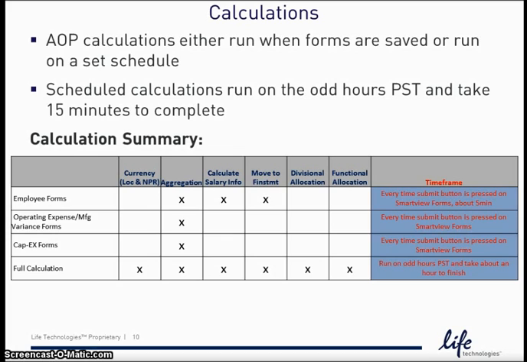Calculations either run when a form is saved or on a set schedule. Scheduled calculations run on the odd hours Pacific Standard Time and take about 15 minutes to complete. So starting with the employee form, when you input an employee or change an employee's information and hit submit, it takes about 5 minutes for the database to calculate everything and move it over to the fin statement. But operational expenditures, manufacturing, and variances, those will be done on submission. Same with CapEx. The biggest difference on the full calculation is that the currency is done and then divisional allocations are calculated as well as the functional allocations.